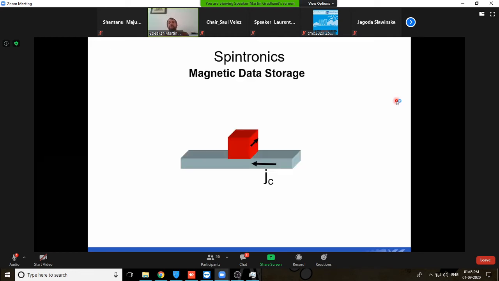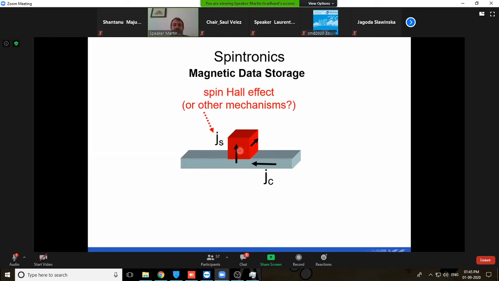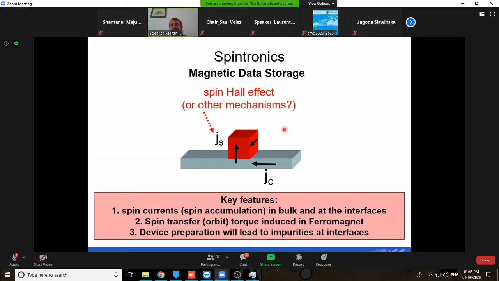Good. The most basic spintronic application of the spin Hall effect you see here. You have a non-magnetic material, you pass a charge current through, and in complete analogy to the classical example, you will generate a perpendicular spin current, which is then able to enter this ferromagnet. Using spin transfer torque or spin orbit torque, you might be able to switch the magnetization of that ferromagnet, and you essentially have a data storage device with that.